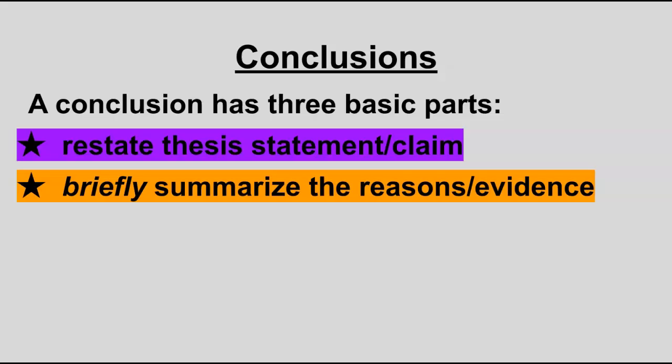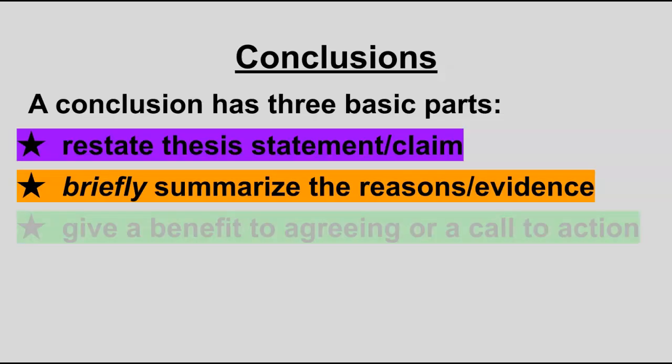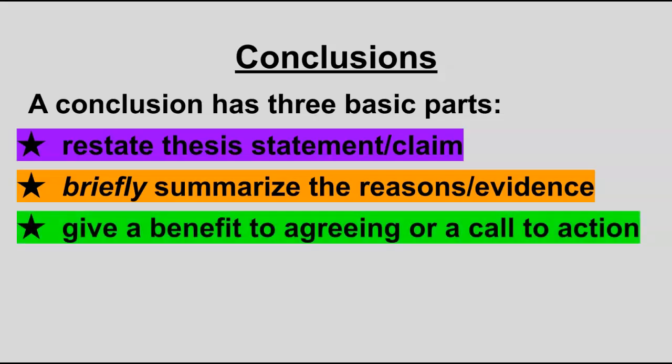Then you will briefly, very, very briefly, summarize your main reasons or evidence that you gave in the body of your paper. And then you'll finish with basically the biggest reason or the biggest benefit or action that you want your reader to come away with. So sometimes that's called a call to action, something that your reader should do, or the biggest way that it is going to benefit your reader if they agree with you. So this is your last chance to really get them on your side.